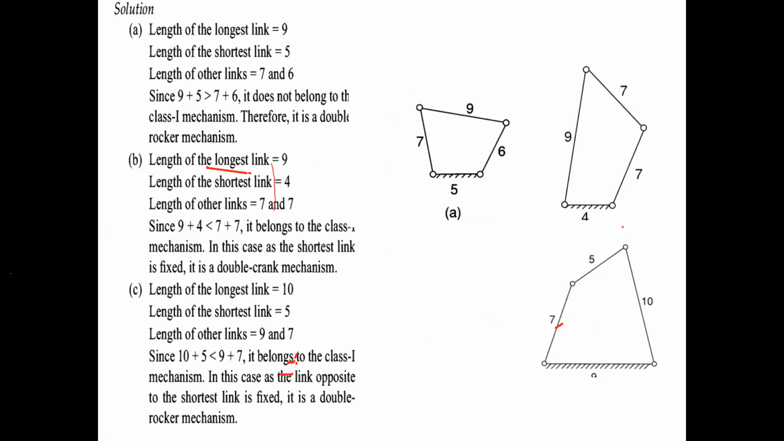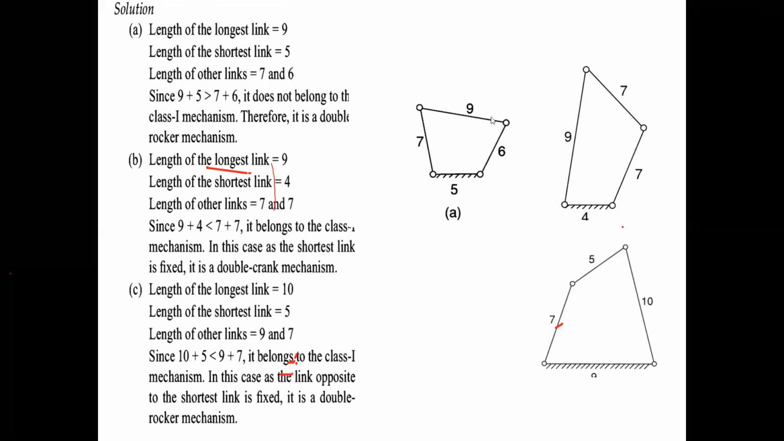Now we should rewind our statement. What is the statement in the 4-bar chain mechanism? The sum of the shortest and longest link lengths is less than the sum of the other two link lengths. That statement has to be followed by the particular mechanism. That is the class 1 mechanism. When that statement is followed, then only can we say that it is a 4-bar chain mechanism.